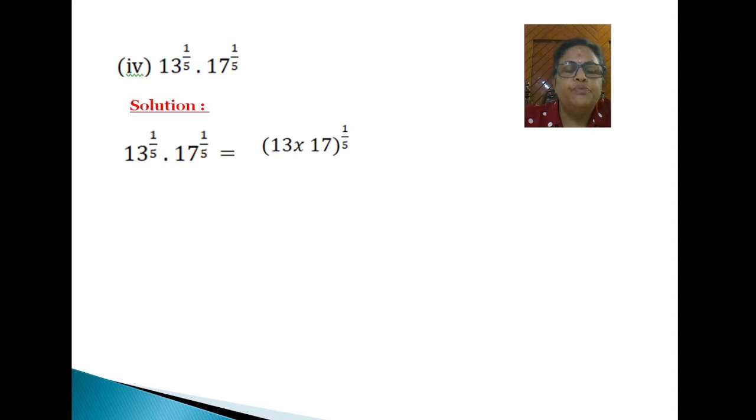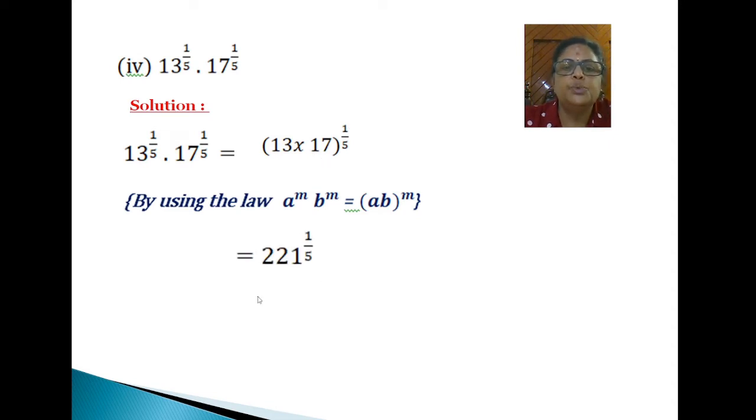So which law did we use? A raised to m into b raised to m is ab the whole raised to m. Here 13 into 17 the whole raised to 1 by 5. What is 13 into 17? 221, the whole raised to 1 by 5.